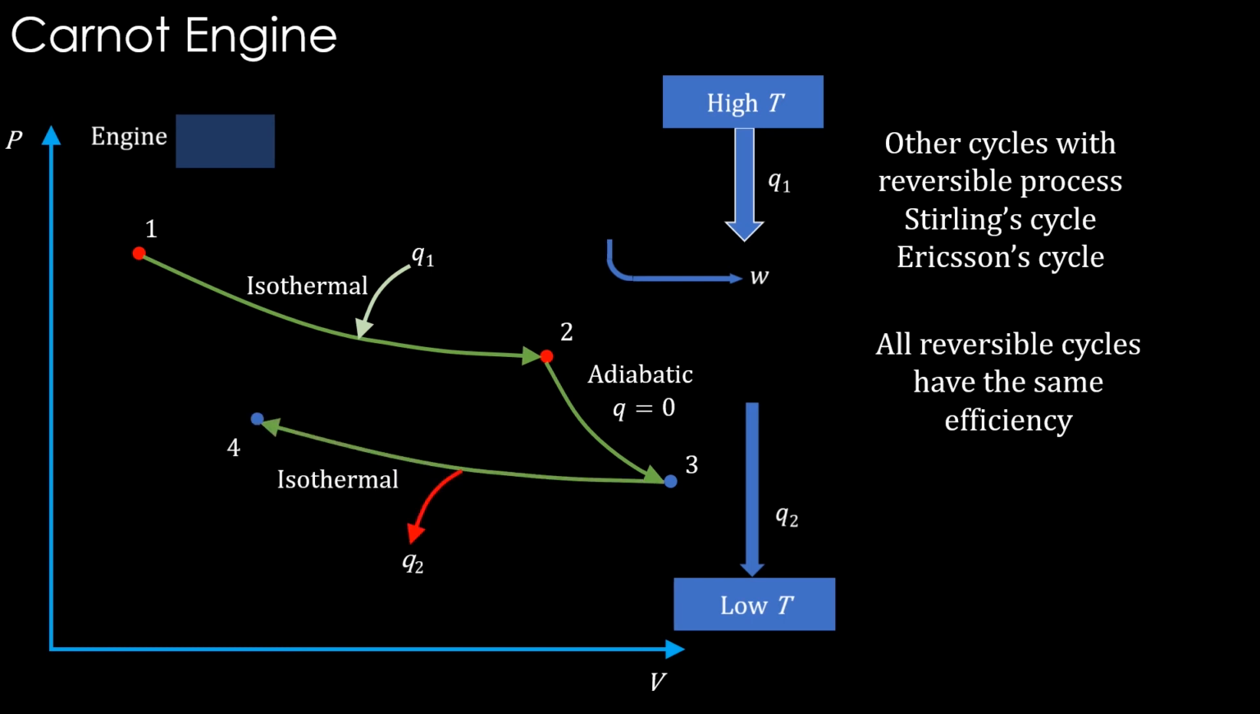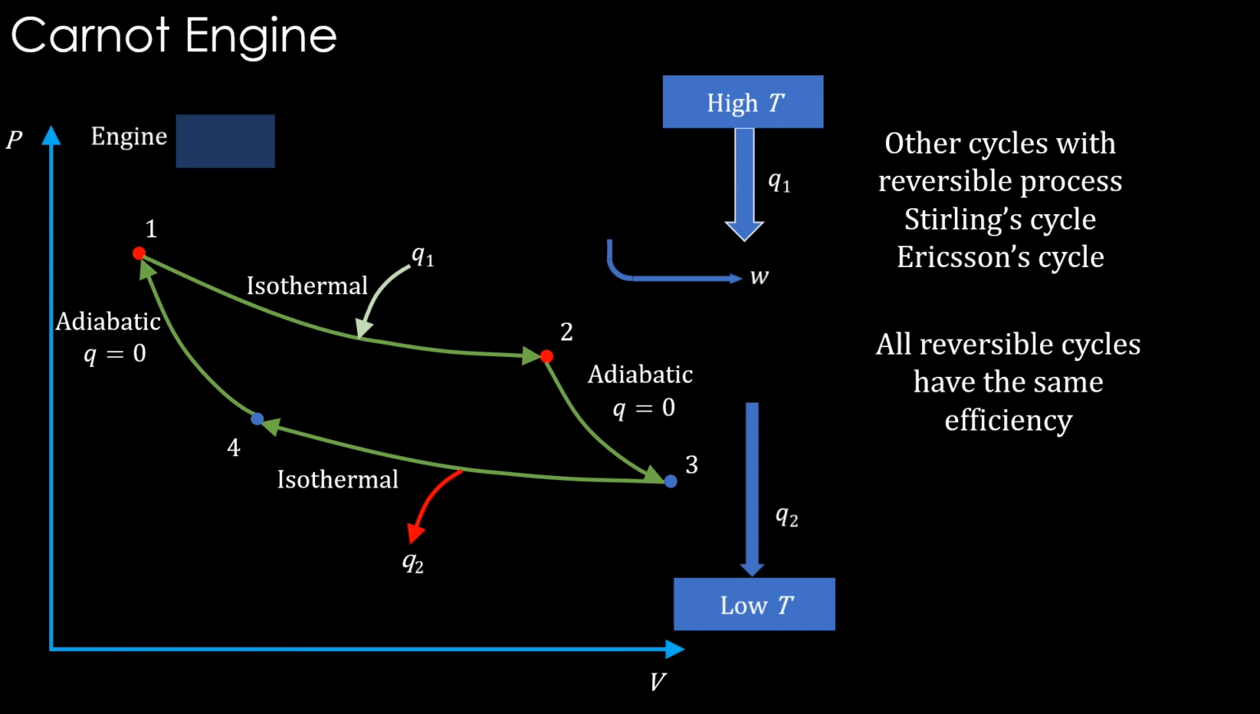Now reversing to state 1 through 2 steps. One is isothermal compression to state 4. Here heat Q2 is rejected to maintain the temperature constant, otherwise the gas will be heated up. Then an adiabatic compression to state 1. Again, it's adiabatic, so no heat exchange is involved. These are the 4 steps.